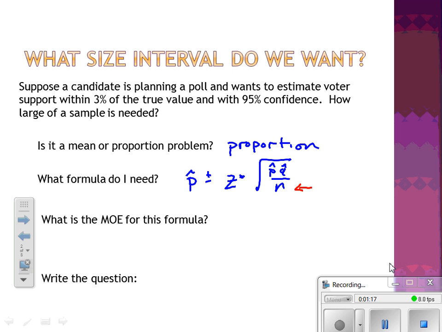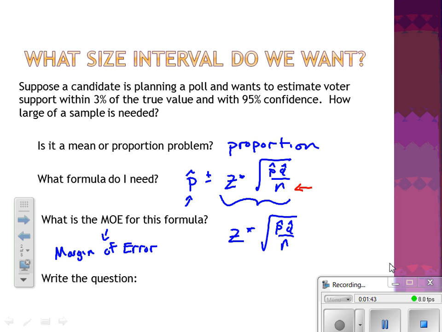So MOE, in other words, is margin of error. We know what our estimated proportion is. The margin of error is just that value that we're willing to go up and down, right? How much do we want to go up and down? So margin of error is z star times the square root of p hat q hat over n. It's how much we're willing to waver from that initial value.